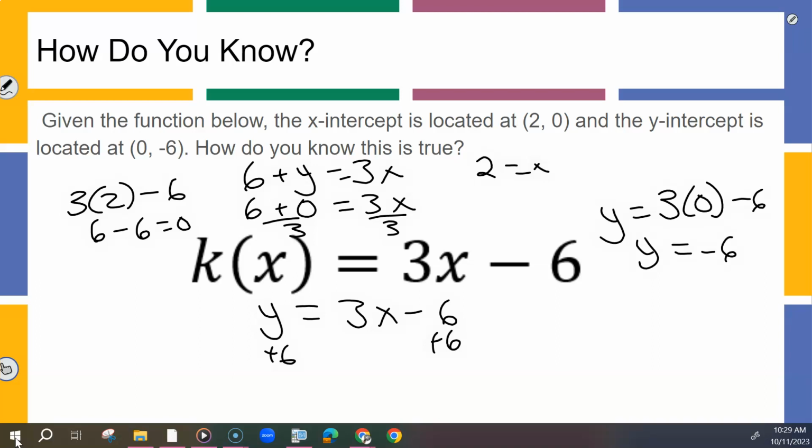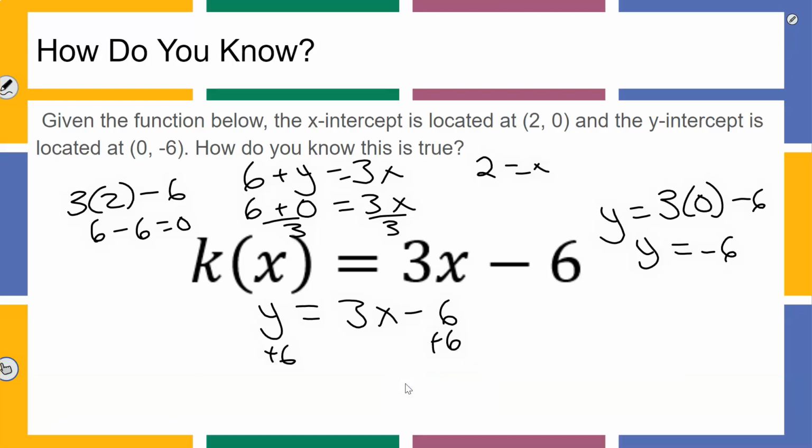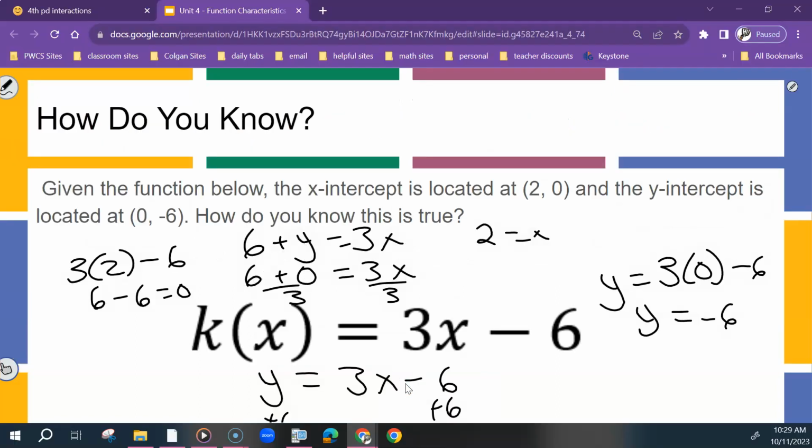So those were algebraic methods. If you wanted to know algebraically that these are in fact the x and y intercepts, you could have done any of this. You could have also graphed it. You have access to Desmos. You could have put this equation in, 3x minus 6. Let's do that really quickly.